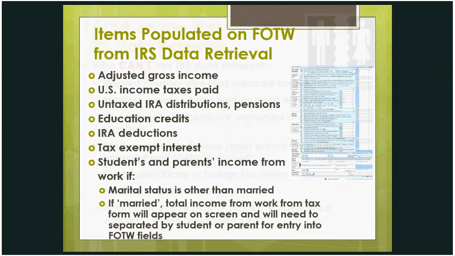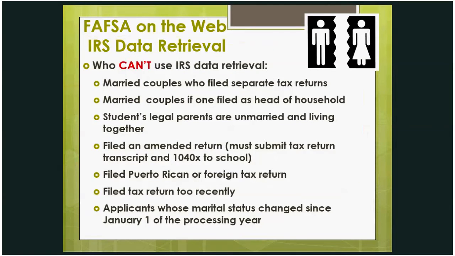And those are all the people who can't use that IRS process. If you had a change in marital status, like parents were married when they filed the form, but now they're divorced, and the student's only listing one parent on the FAFSA, you don't want to pull in joint income from the IRS. If you have students' parents who are unmarried but living together, they will have filed separate tax forms again, and you can't bring those in. If you do an amended back tax return, that's not going to come in.